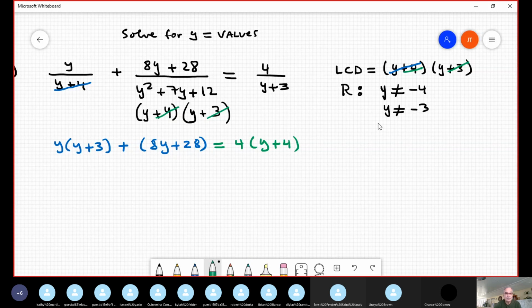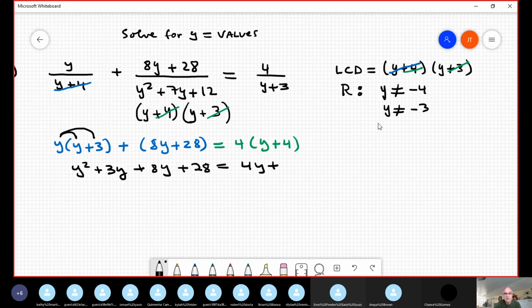Okay. The rest is baby algebra. Distributive: y squared plus 3y plus 8y plus 28 equals 4y plus 16. I remove the parentheses, not necessarily this parenthesis. We combine: y squared plus 11y plus 28 is equal to 4y plus 16.